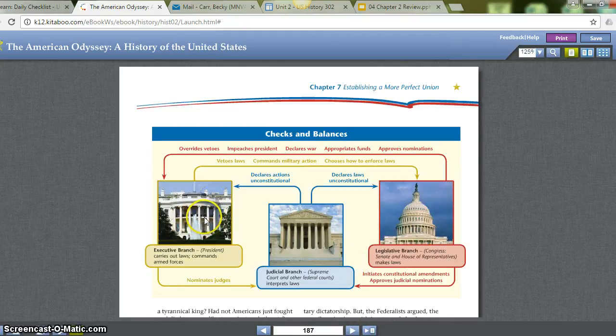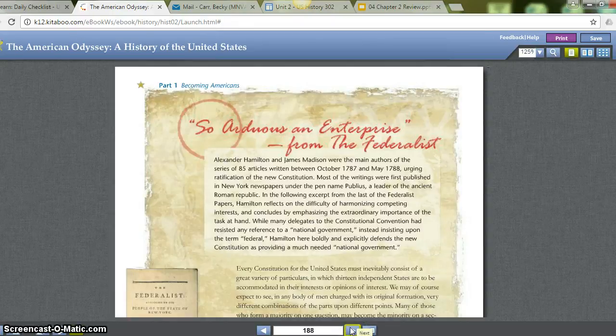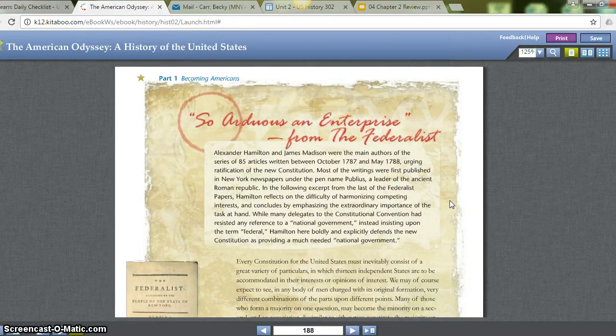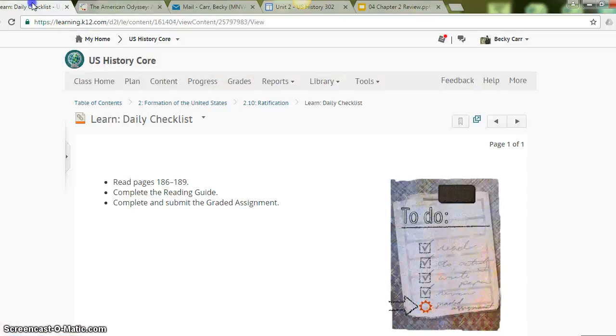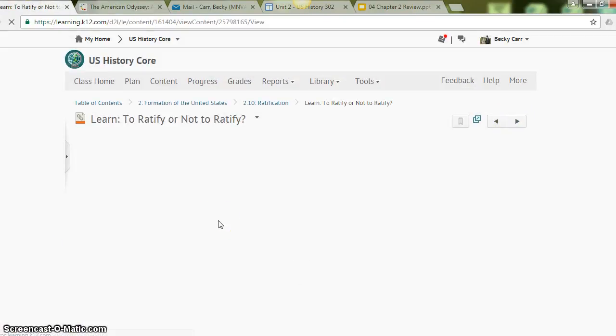And here's a nice graph of checks and balances. That was a key premise of the government under the Constitution: the three branches, the executive branch, the judicial branch, and the legislative branch, and the checks and balances they have upon one another, so no one branch would be more powerful than the other. And then here's just an excerpt from one of the Federalist Papers, and that is something you're also looking at for your assignment for today, the graded assignment.